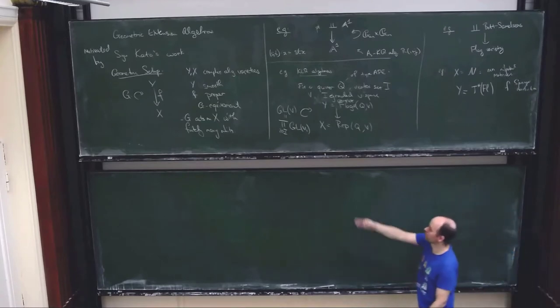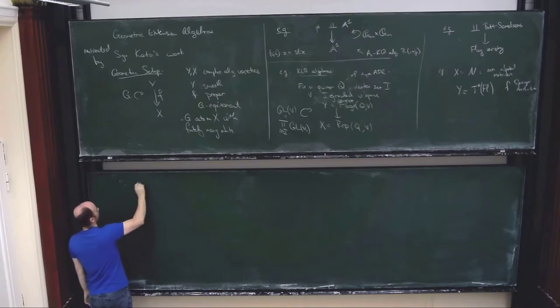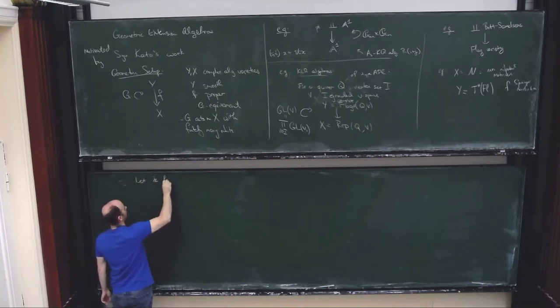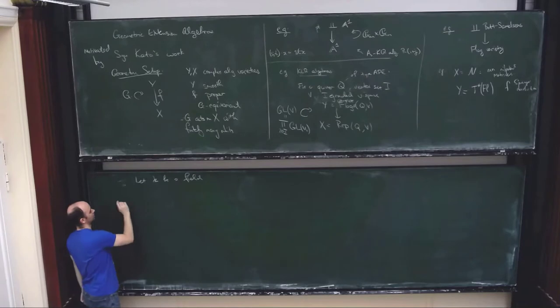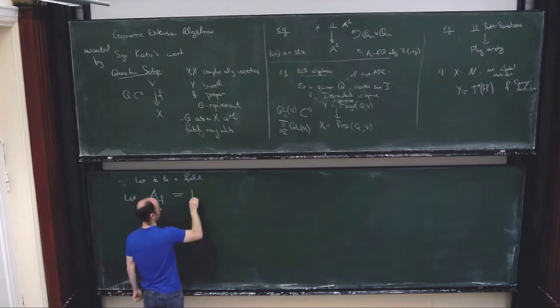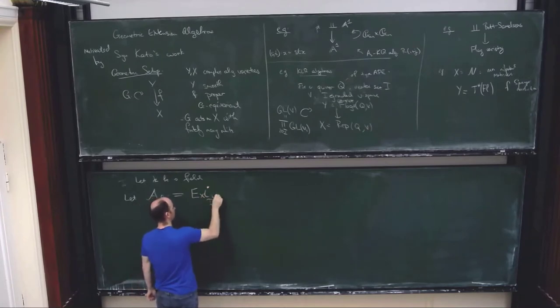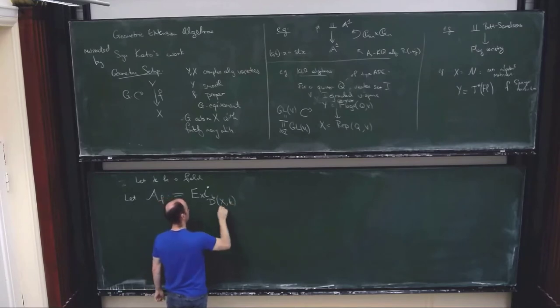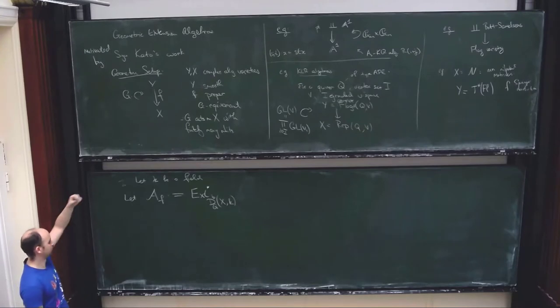So to this data, now let K be a field. To this data we define the following algebra, A_F, it's an Ext algebra. So I look in the G-equivariant derived category of G-equivariant sheaves on X with coefficients in K.